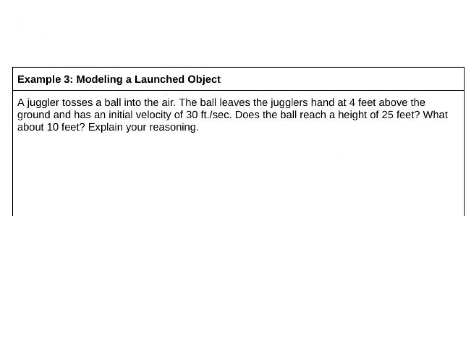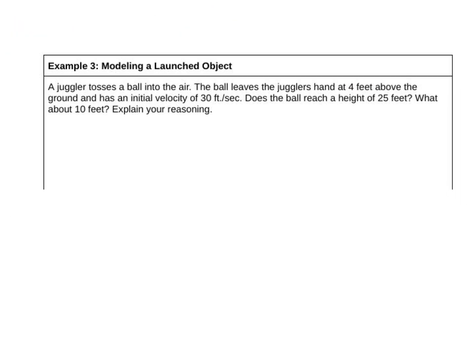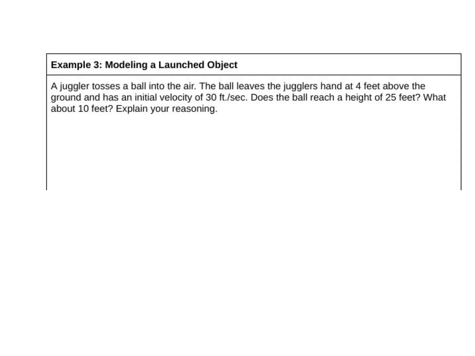Okay, so this last part, your favorite word problems, friends. Oh, you're gonna need the equation for velocity. They always forget this. Okay, a juggler tosses a ball into the air. The ball leaves the juggler's hand at 4 feet above the ground and has an initial velocity of 30 feet per second. Does the ball reach a height of 25 feet? What about 10 feet? Explain your reasoning. So first, you're gonna need the equation for velocity and all that stuff. So I'm gonna get that for you.